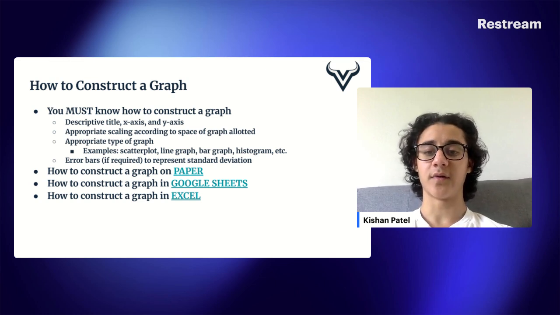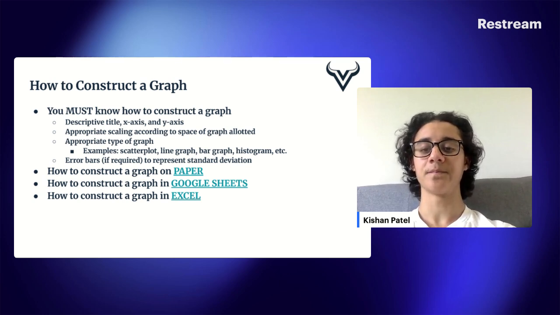Just a quick guideline though, to construct a graph, you will always need a descriptive title, x-axis and y-axis. You will need appropriate scaling according to the space of graph allotted. So this means that if you have a whole page, you want it to be bigger, and if you only have, say, one FRQ and only a little bit of space, then you want to make it accordingly.